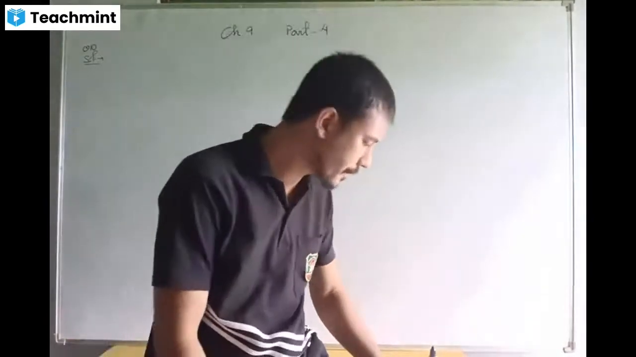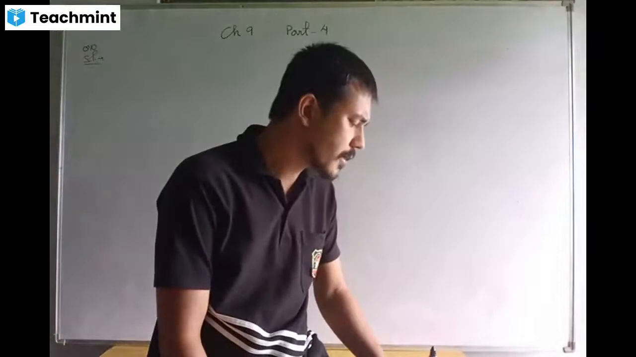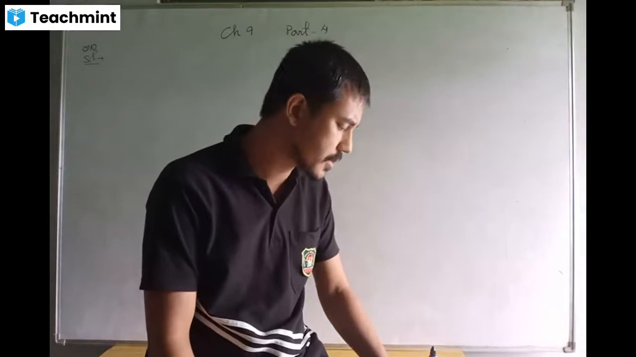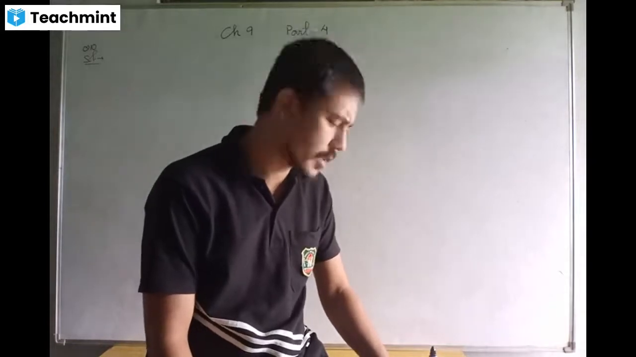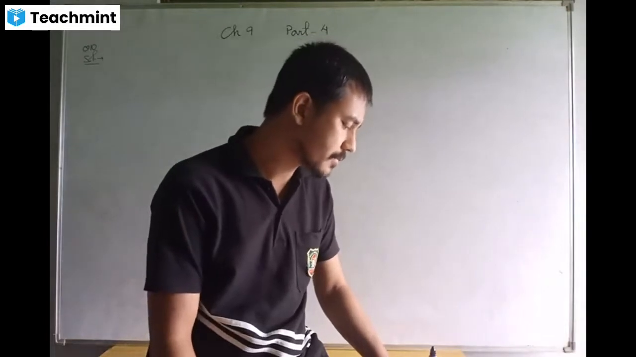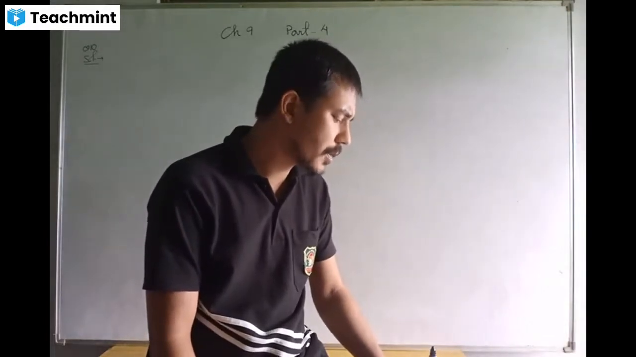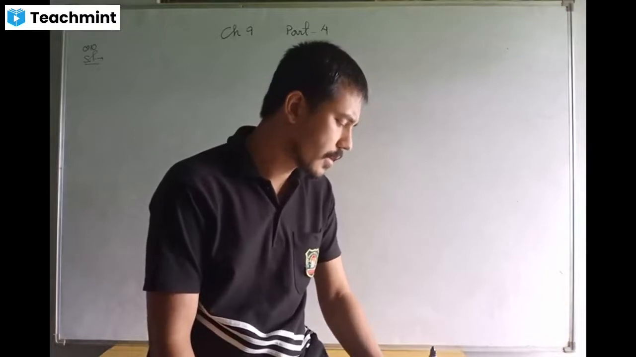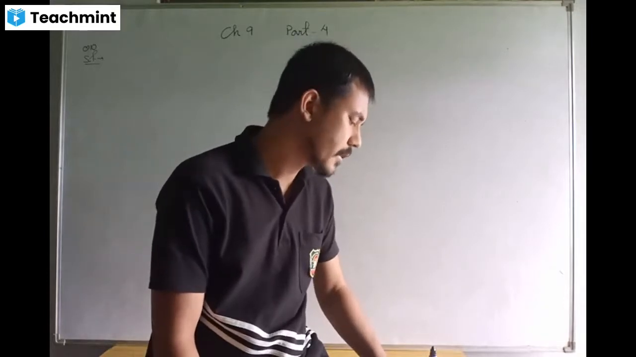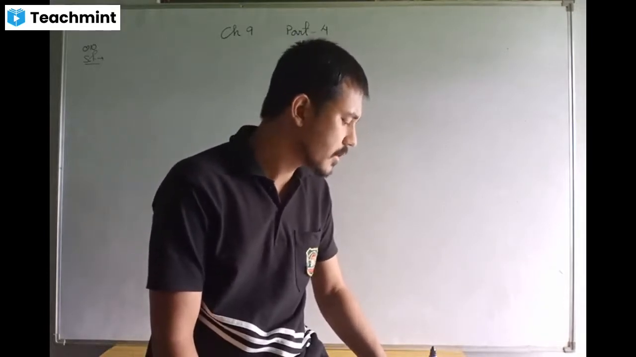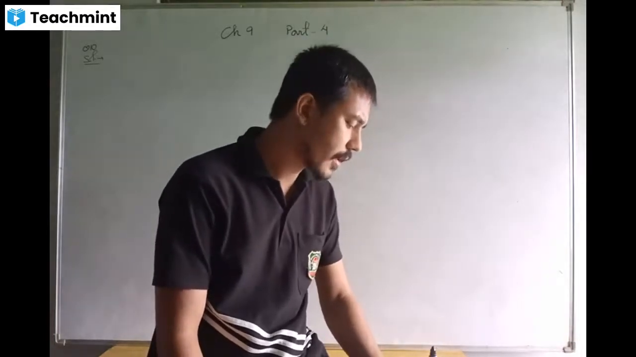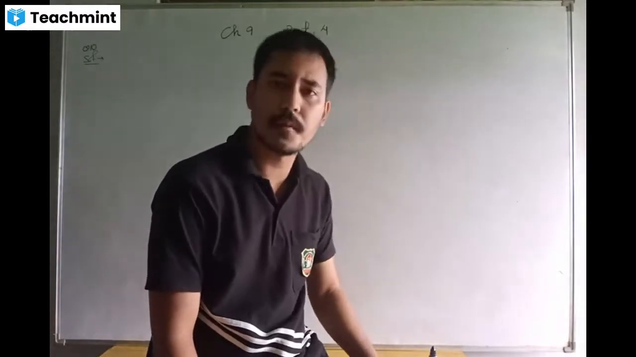Okay, let's see. Two poles of equal heights. There are two poles of equal heights standing opposite to each other on the road, which is 80 meters wide. From a point between them on the road, the angles of elevation of the tops of the poles are 60 degree and 30 degree respectively. Find the height of the poles and the distances of the point from the poles.